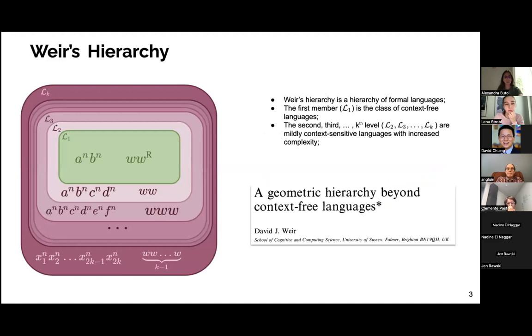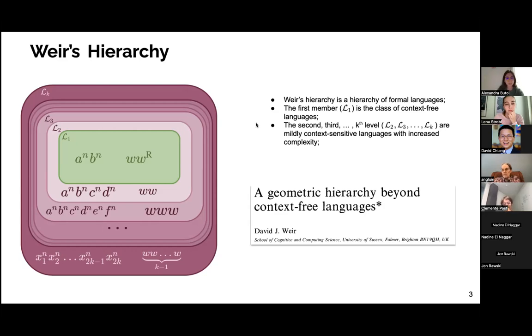So what's Weir's hierarchy? David Weir, in this quite famous paper called A Geometric Hierarchy Beyond Context-Free Languages, introduced a hierarchy of formal languages whose first member is the class of context-free languages. And then it is followed by a whole hierarchy of mildly context-sensitive languages with increased complexity.